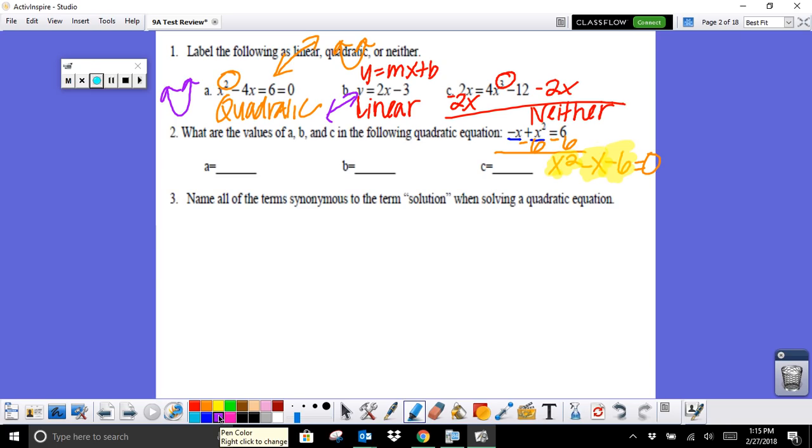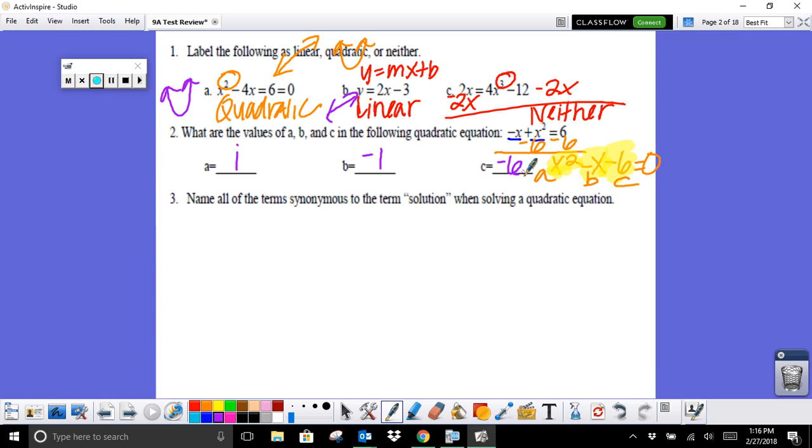So we saw this when we did factoring, but our a is in front of x squared. Our b is in front of the x, and our c is our constant. So what number is in front of x squared? That would just be 1. In front of b is going to be -1, and the c is going to be -6. But it's important that you realize you can't label a, b, and c until that is all equal to 0.